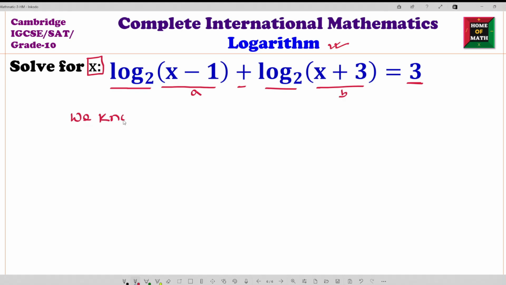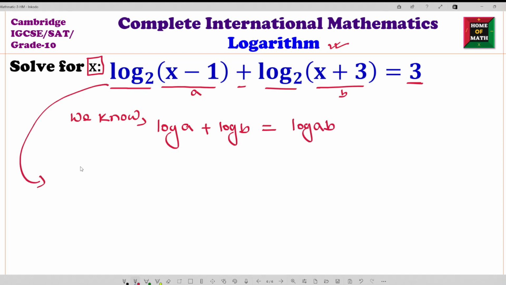We know log a plus log b equals log ab. So we can write log base 2 of ab. This one is log a, this one is log b. So we can write log ab. It means log base 2 of (x minus 1) times (x plus 3) equals 3.